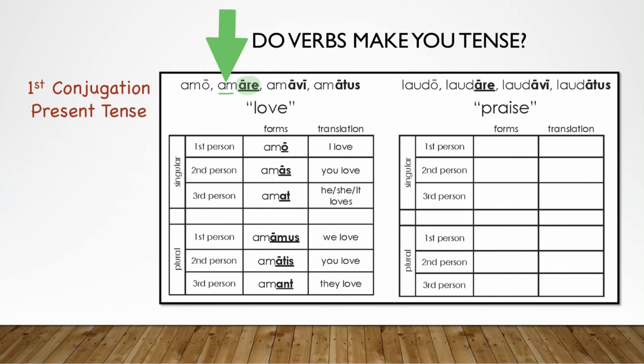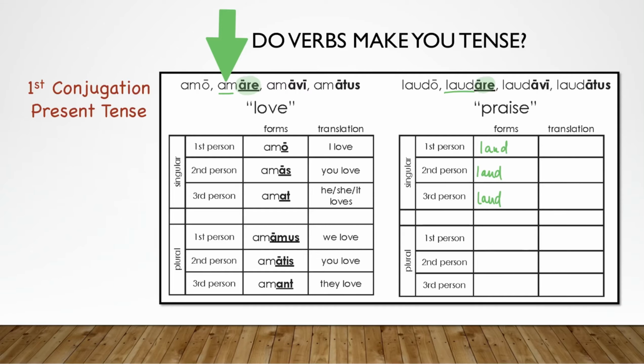The first step to conjugate laudo, laudare, laudavi, laudatus is to find the stem from the second form there, laudare. Take off the A-R-E and we have the stem, laud. So let's copy that 6 times. Verbs are kind of nice because there's only 6 and not 10 we have to copy.